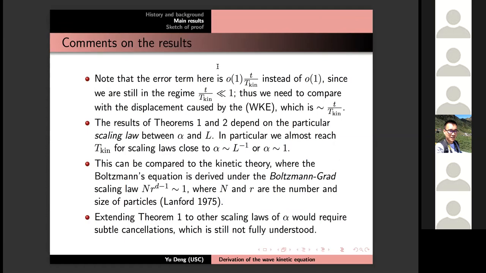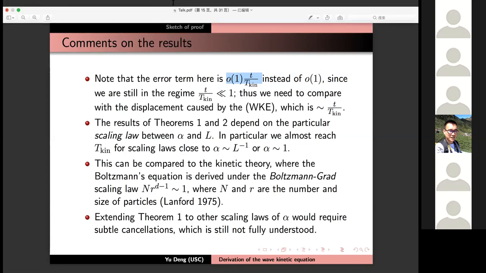First of all, the error term here is O of 1 times T over T kinetic instead of O of 1. In the conjecture, T over T kinetic reaches size 1, so O of 1 will be small compared to the main term. But in this case, T over T kinetic is still less than 1, although it is an arbitrarily small negative power. Thus we need to compare the error term with the main term, which is the displacement caused by the wave kinetic equation. Since you are evolving the wave kinetic equation only up to this short time, the displacement is essentially comparable to the time. So in order to justify that our error term is indeed an error term, we need this estimate on the error term, and this O of 1 is a negative power of L.